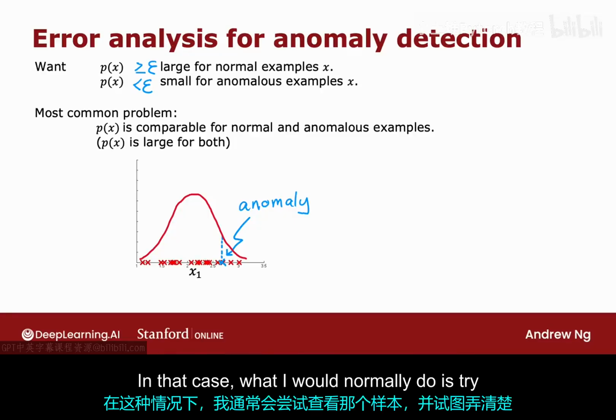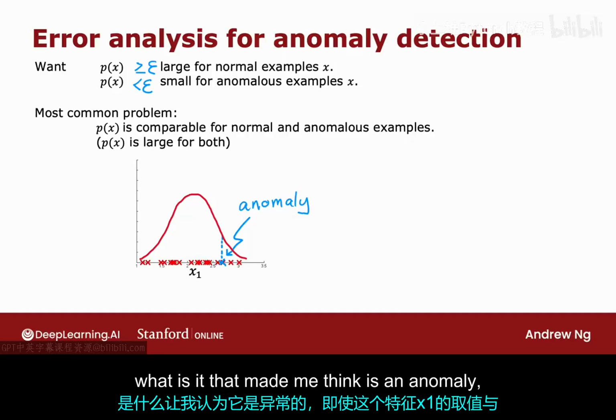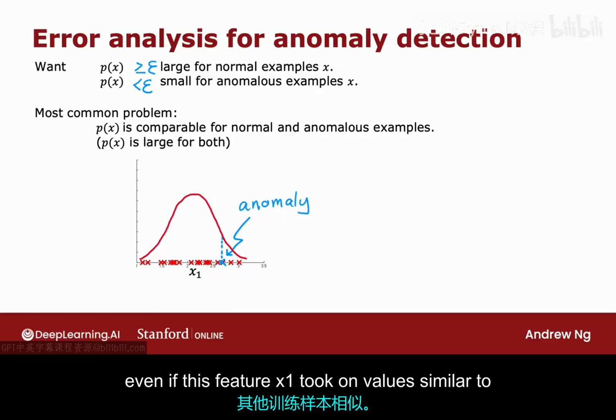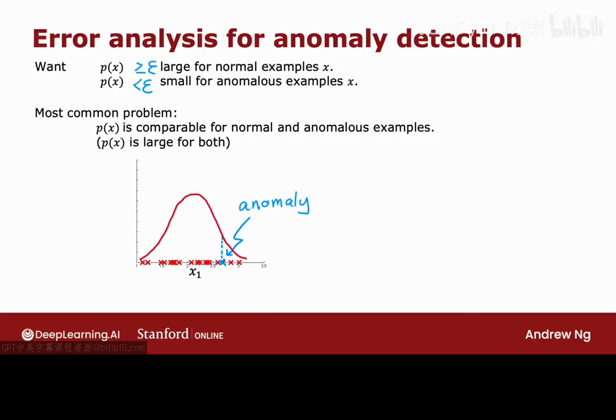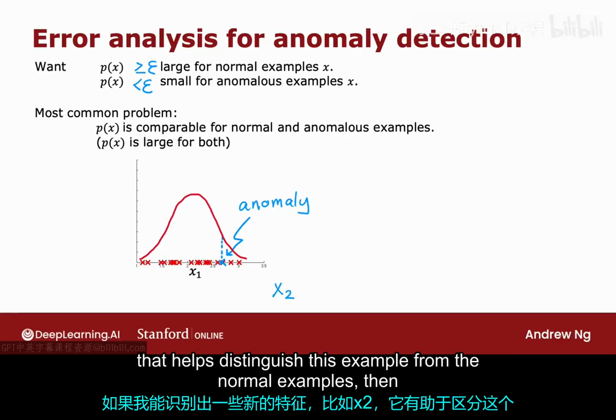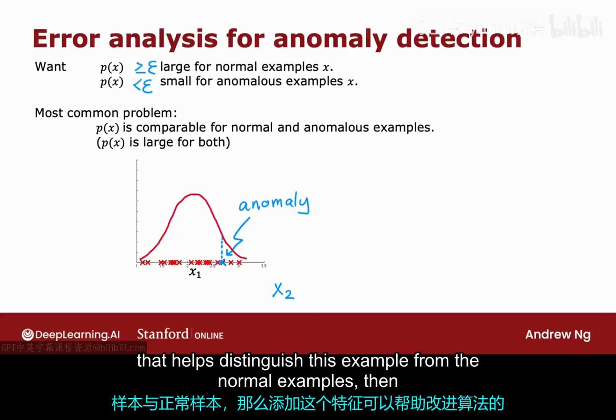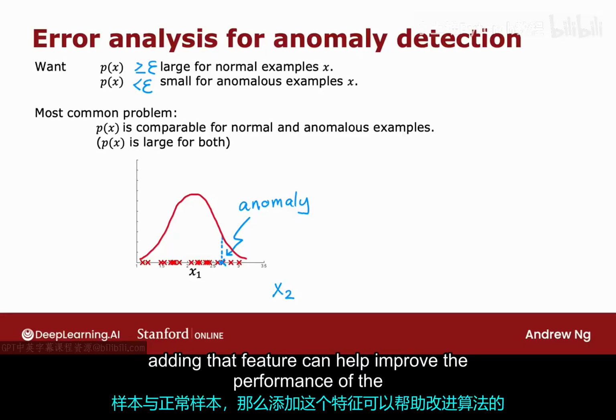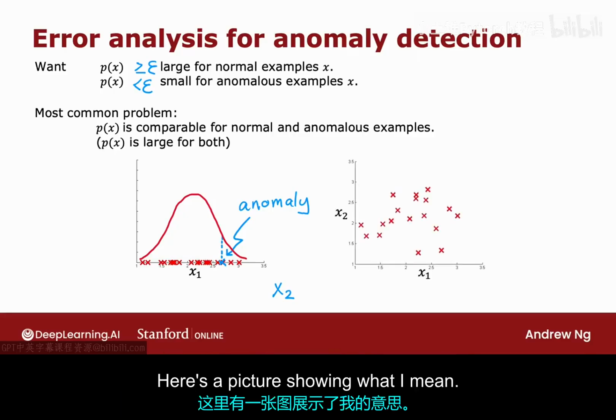In that case, what I would normally do is look at that example and try to figure out what it is that made me think it is an anomaly, even if this feature, x1, took on values similar to other training examples. And if I can identify some new feature, say x2, that helps distinguish this example from the normal examples, then adding that feature can help improve the performance of the algorithm. Here's a picture showing what I mean.